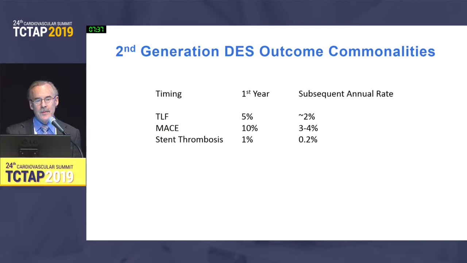So to summarize then, for what we know about second-generation DES, some commonalities. In the first year, target lesion failure of about 5%, MACE 10%, stent thrombosis 1%. And then the subsequent annual rate, which appears to be relatively constant, about 2% for target lesion failure, 3 to 4% for MACE, and about 0.2% for stent thrombosis. But what about subgroups? Do all patients behave the same? And in this talk, I'll be focusing on the pre-diabetics.